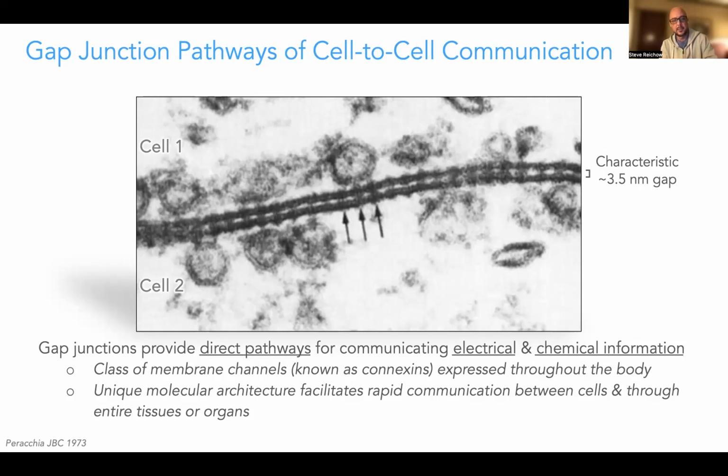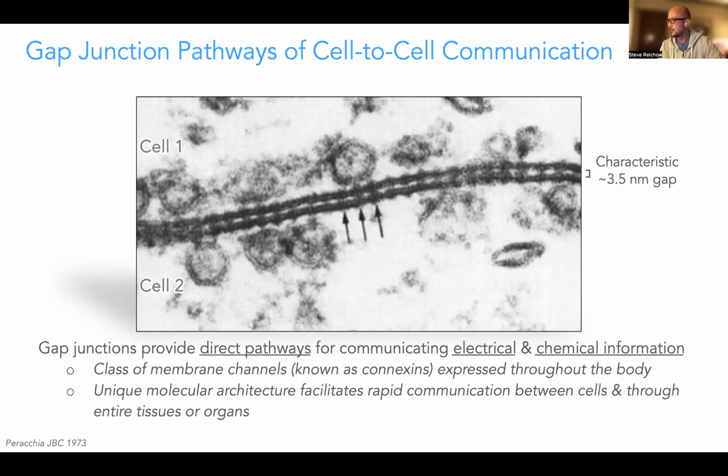And the last thing that I'll point out is you'll notice there's a large number of these channels. They form these large arrays, or in our field, we call them gap junctional plaques. These plaques can be formed by hundreds, if not thousands, of individual channels that self-assemble into these large assemblies. And in doing so, they form very efficient communication pathways that allow for the near instantaneous passage of electrical and chemical information between these 2 communicating cells.